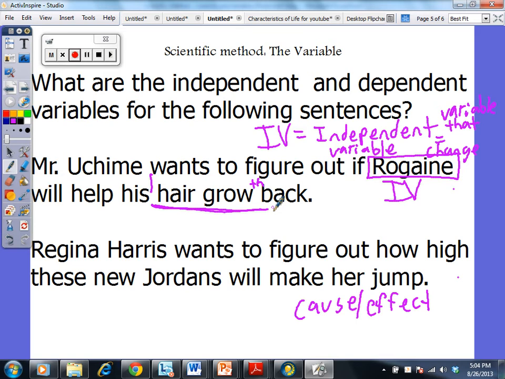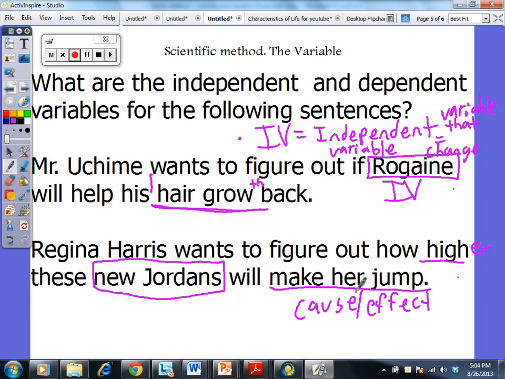Let's read the second sentence. Regina Harris wants to figure out how high these new Jordans will make her jump. If we go back to the independent variable and how it works, the variable that's changed, obviously she doesn't wear Jordans. So she wants to see if these new Jordans will make her jump higher. So the new Jordans will be the independent variable. Now what are these Jordans supposed to do? That's right. It's supposed to make her jump higher.